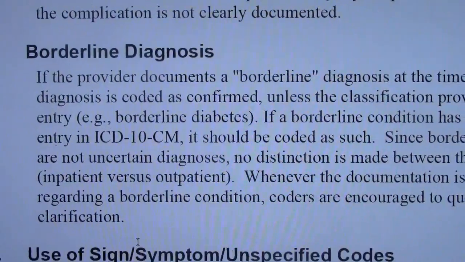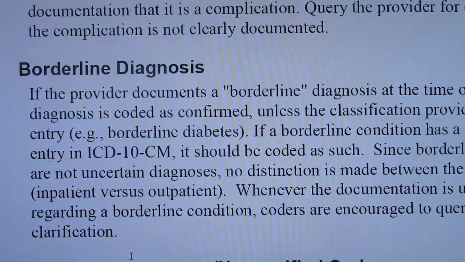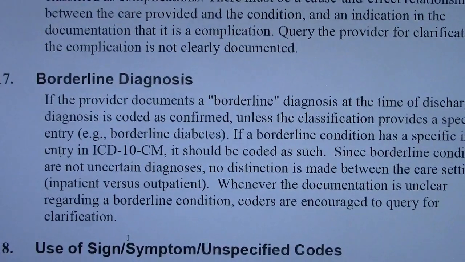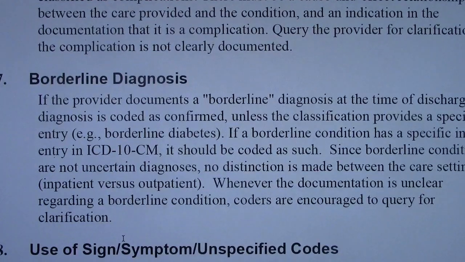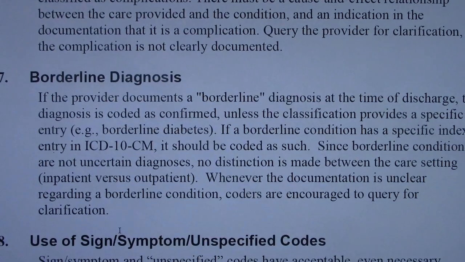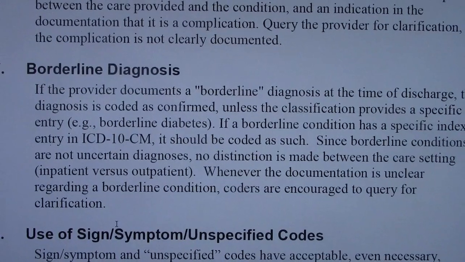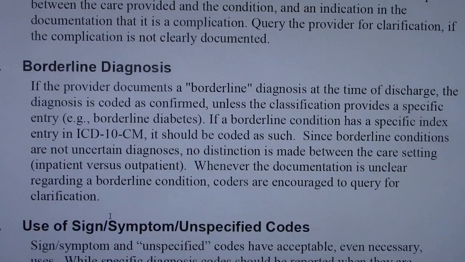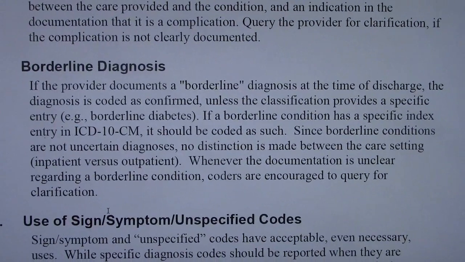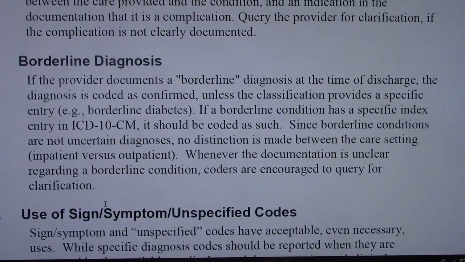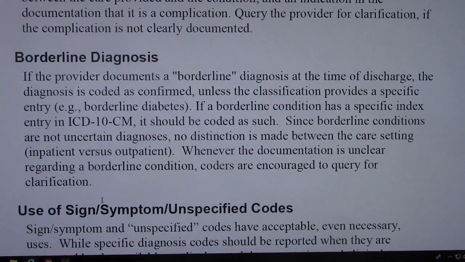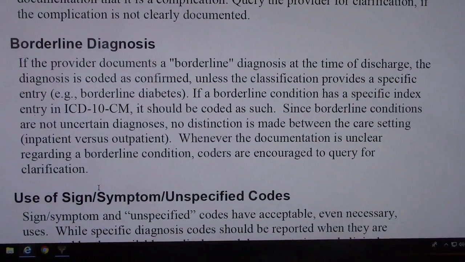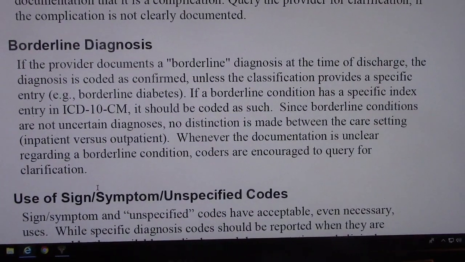It says, borderline diagnoses. If the provider documents a borderline diagnosis at the time of discharge, the diagnosis is coded as confirmed unless the classification provides a specific entry, for example, borderline diabetes. And if a borderline condition has a specific index entry in ICD-10-CM, it should be coded as such. Since borderline conditions are not uncertain diagnoses, no distinction is made between the care setting, inpatient versus outpatient.